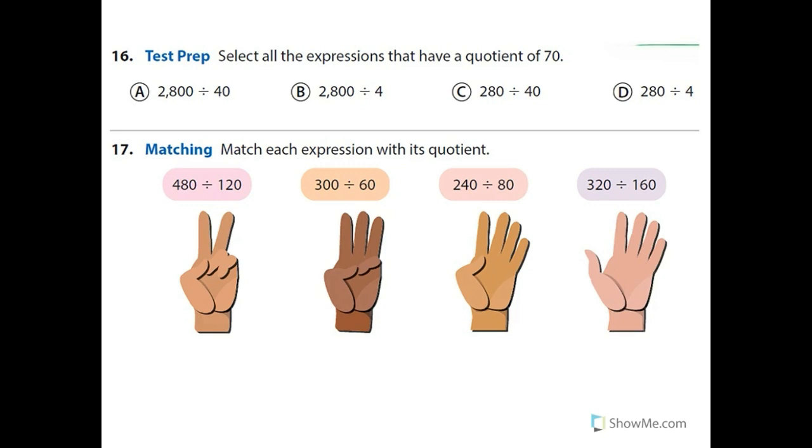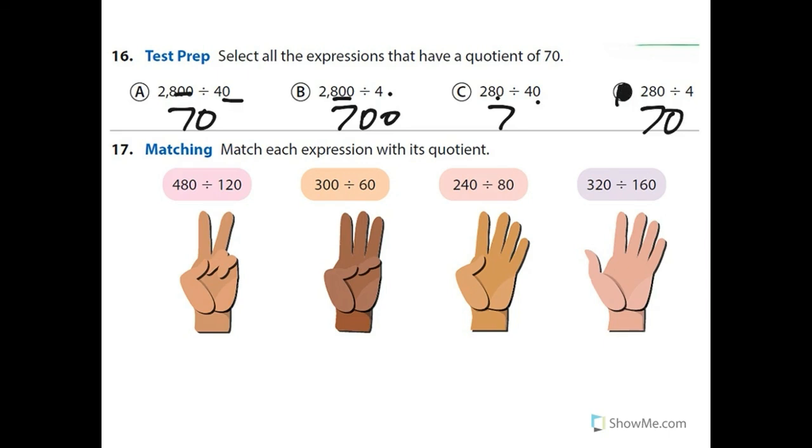Select all the expressions that have a quotient of 70. I want you to go ahead and do that, and then we'll go over it. So they're all going to be 7, because 28 divided by 4 is 7. Well, 2 zeros minus 1 zero, that's 1 zero. 2 zeros minus no zeros is 2 zeros, that's not it. 1 zero minus 1 zero is no zeros, that's not it. 1 zero minus no zeros is 1 zero. All right, so A and D.